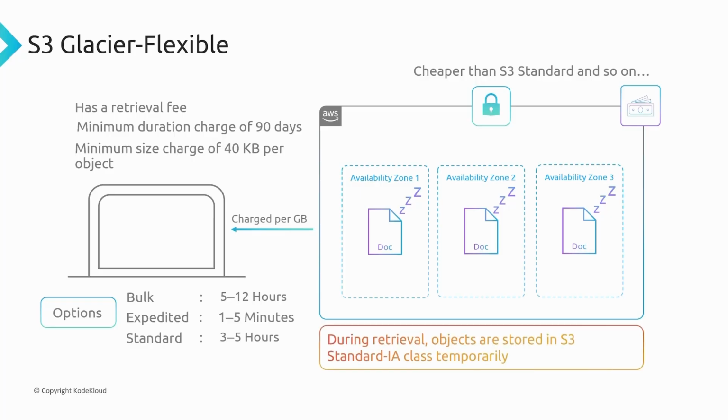Now, during retrieval, objects are actually stored temporarily in the S3 Standard IA class while the data is being retrieved. So this is going to be the cheapest storage class we've covered so far, and that's because this is the first storage class where the files aren't available instantly.